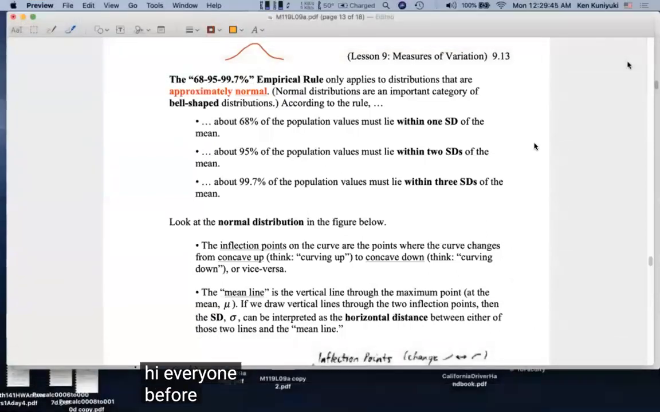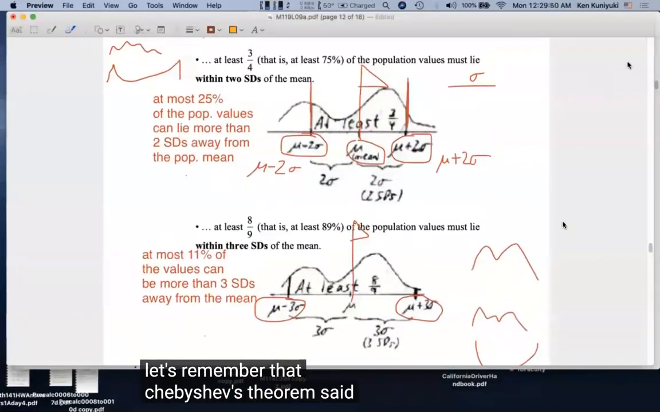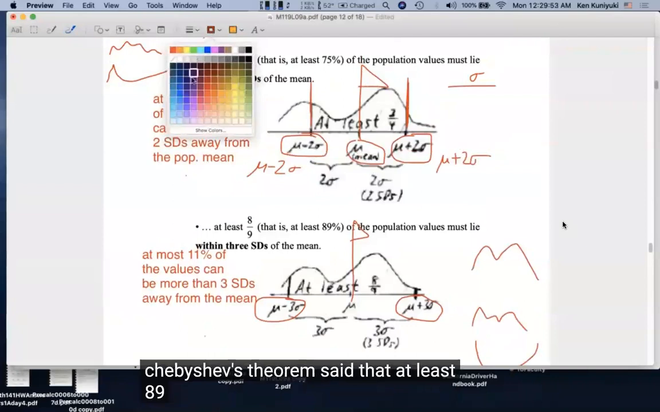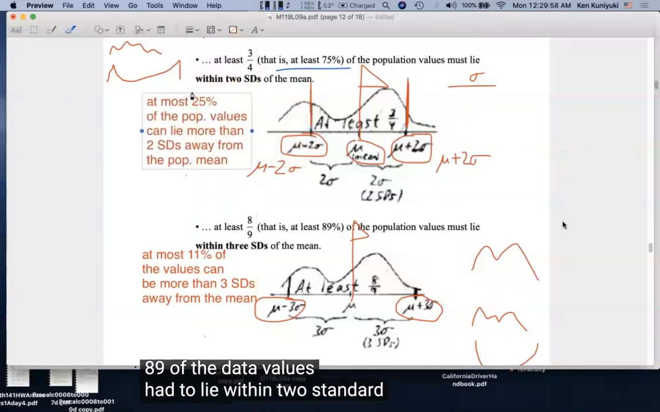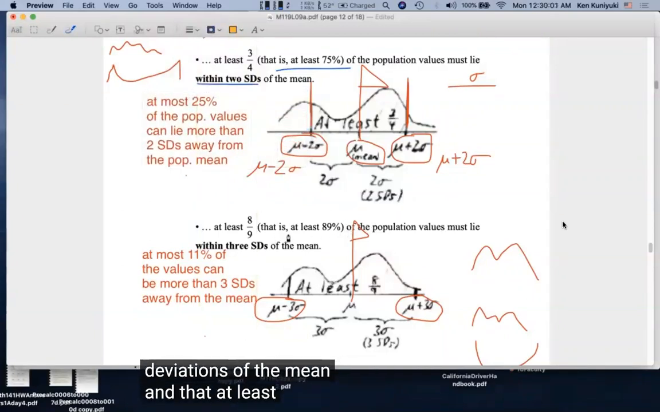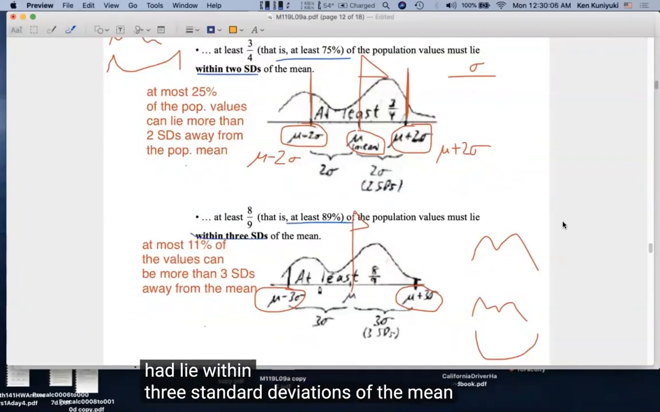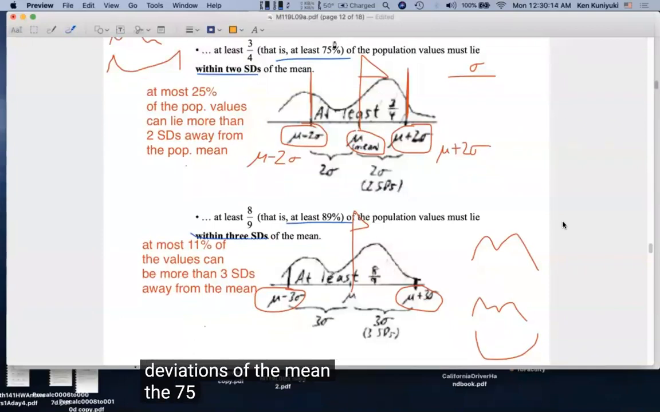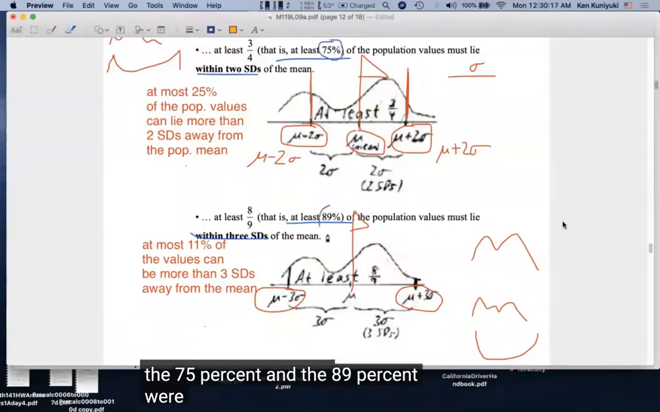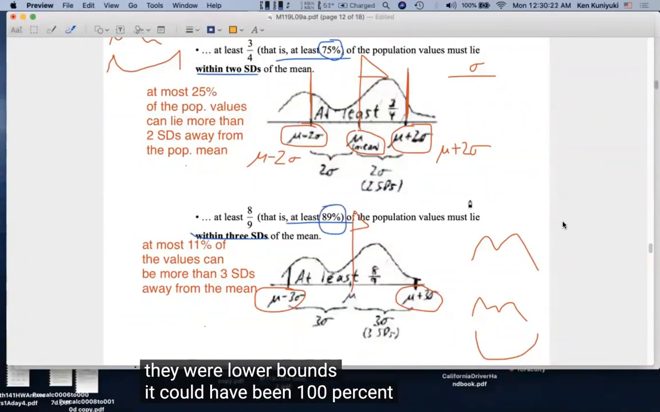Hi, everyone. Before we start with the empirical rule, let's remember that Chebyshev's theorem said that at least 89% of the data values had to lie within 2 standard deviations of the mean, and that at least 89% of the data values had to lie within 3 standard deviations of the mean. In fact, all 100% of the data values could lie within 2 or 3 standard deviations of the mean. The 75% and the 89% were lower bounds. They weren't estimates. They were lower bounds. It could have been 100%.